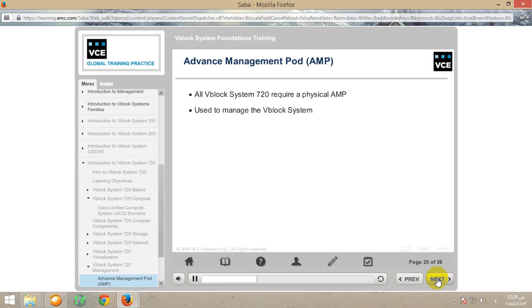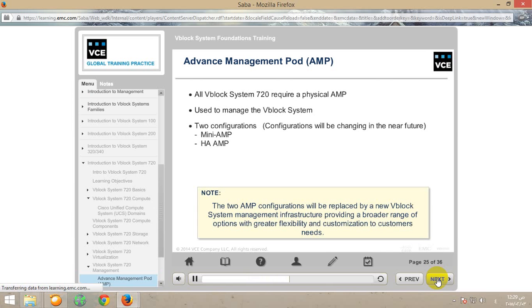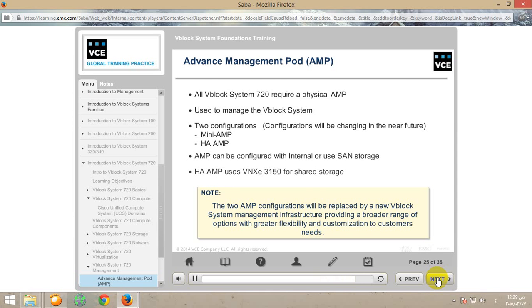The 2 configurations that you learned about, the mini-AMP and the HA AMP, are both available on the VBlock System 720. Remember, as we discussed earlier, in the near future, the 2 AMP configurations will be replaced by a new VBlock system management infrastructure, providing a broader range of options with greater flexibility in customization to the customer's needs. The servers of the AMP are configured with internal storage. The HA AMP also includes VNXe 3150 for shared storage for backup purposes.